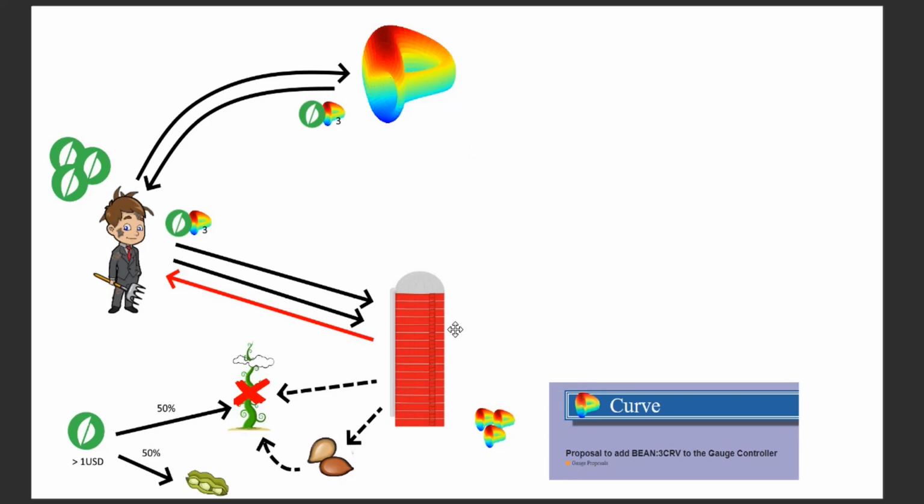Now, it has to be voted on. These emissions have to be deployed or allocated to the gauge, but first the gauge has to be created. So they have this proposal to make this gauge so that these pool tokens can be staked in the gauge to earn the CRV tokens. Now, there is a key thing here though. They could take this LP token and stake it in the gauge and earn these CRV rewards to give to Bill here.